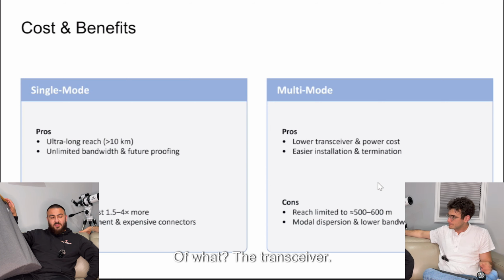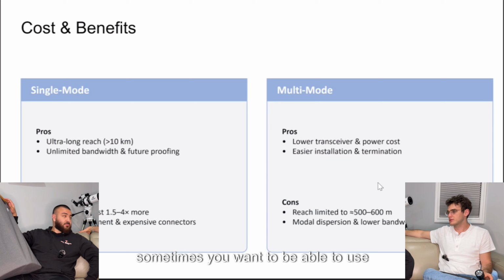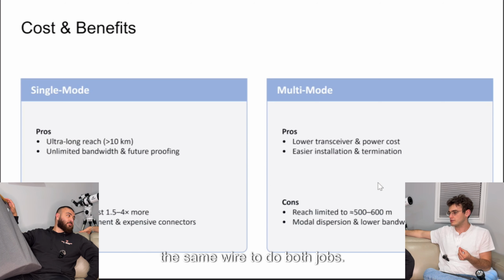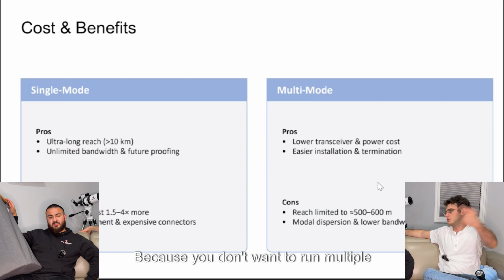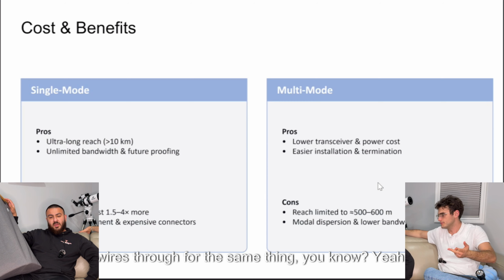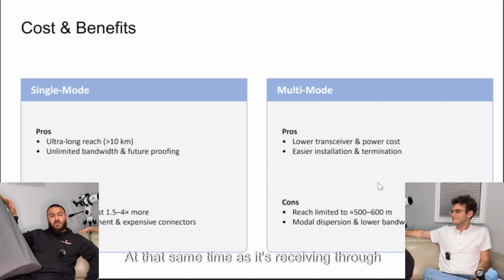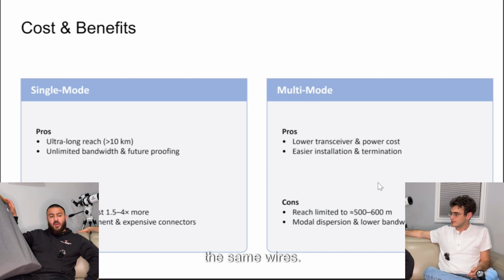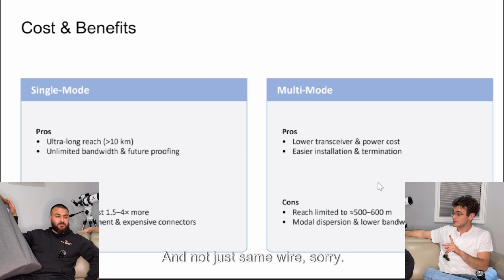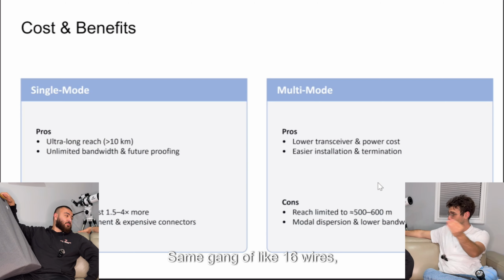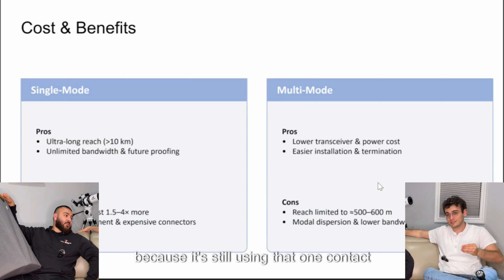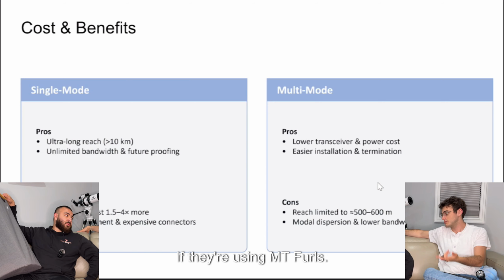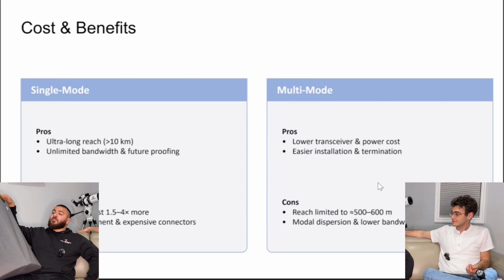So what's the point of the transceiver? In some scenarios you want to use the same wire to do both jobs, because you don't want to run multiple wires for the same thing. It's receiving and sending messages at the same time through the same wire. Not just the same wire, sorry, the same gang of 16 wires. Because it's still using that one contact if they're using MT ferrules. Ferrule is a dude's name, by the way. Shout out to Ferrule.